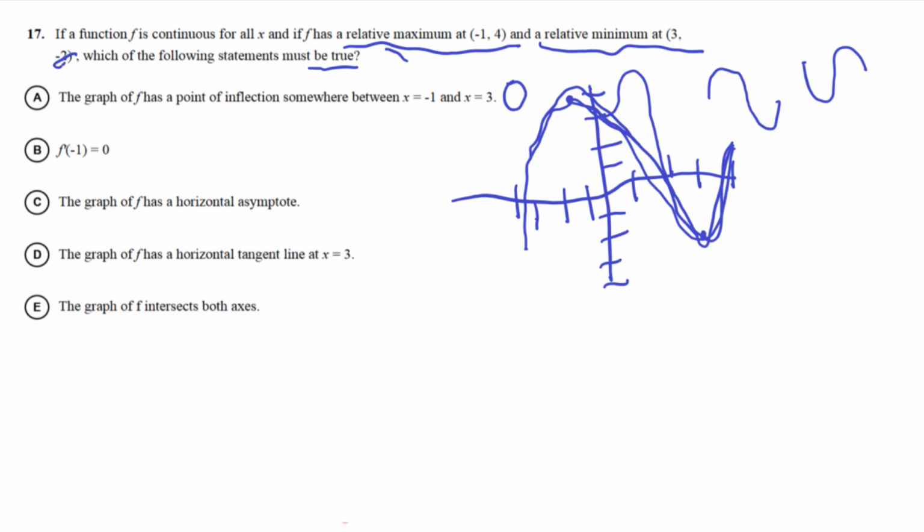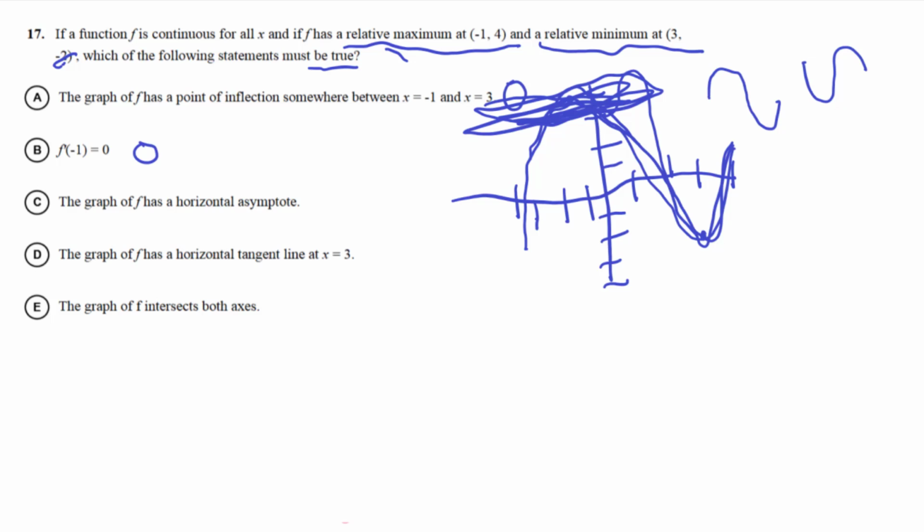Option B says the derivative of f at -1 is equal to 0. So -1 is right here, and the derivative of f, the slope, is equal to 0. We can see in our graph right now, this could be the case because it's a horizontal line if we look at the tangent line across there. So this could be a possible answer as well.